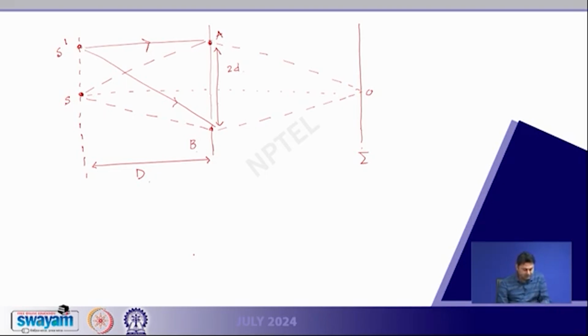So suppose each source point, S and S prime, is producing its own interference pattern at point O. Let me write down here: each source, in this case S and S prime, produces its own interference pattern on the screen.